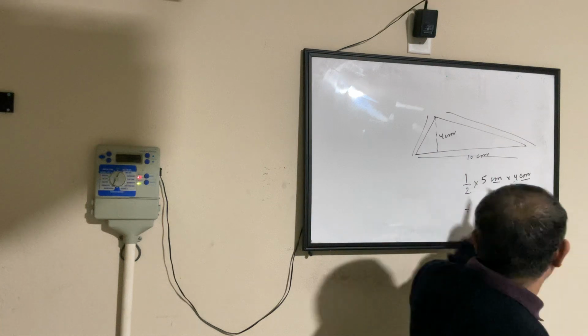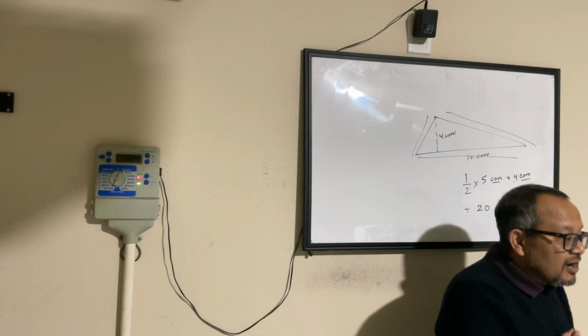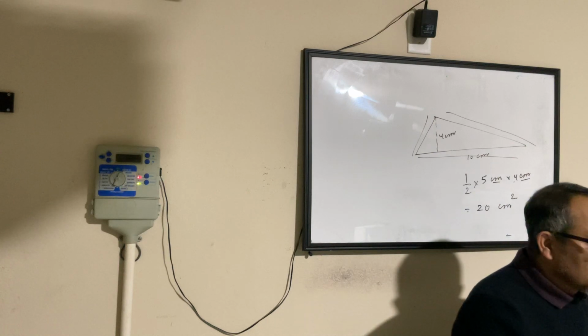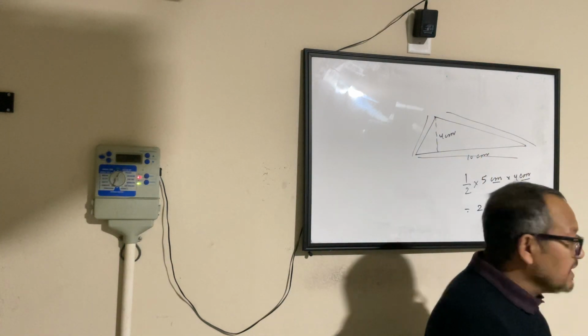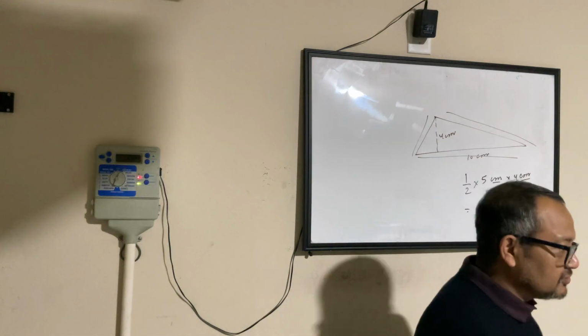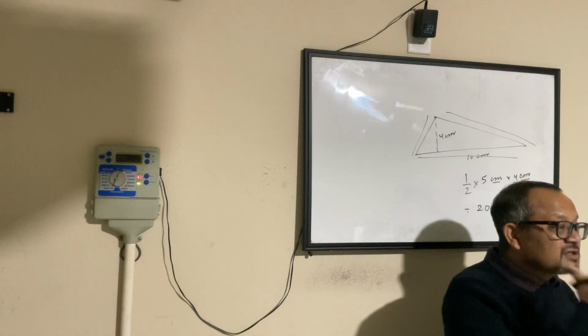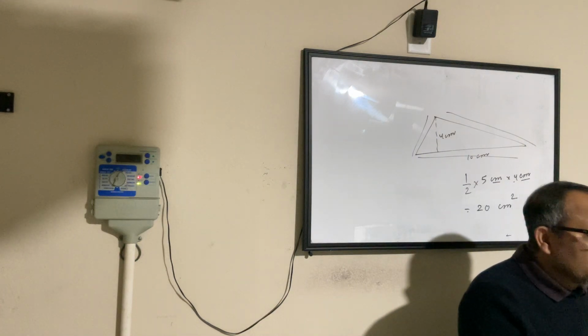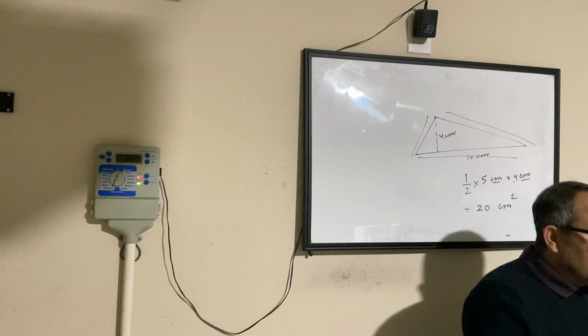Since you have given me only one side, and by the property of the scalene triangle, I know that all sides are different. That means I cannot find out the perimeter of this triangle unless I am given this side and this side also. Yeah. So always your concept, your understanding of the properties of the shape is very important.